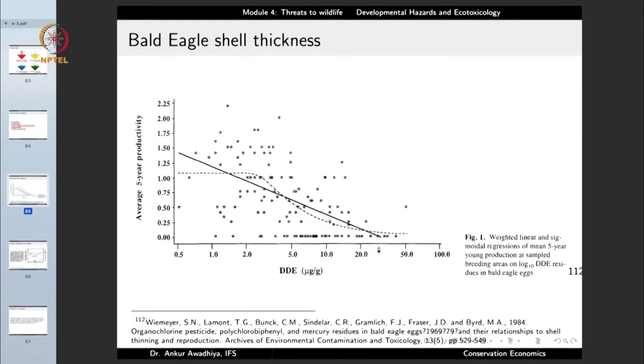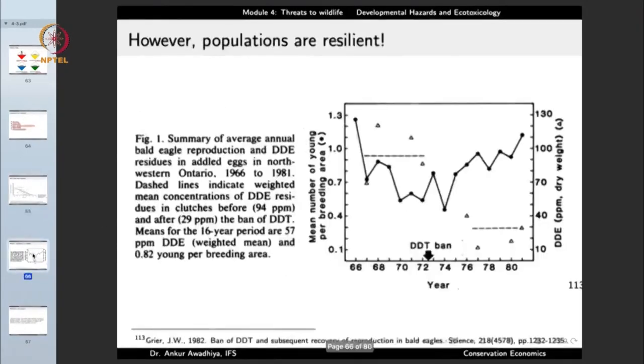And because these chemicals are very persistent, these impacts will be shown for a very long period of time. But then we still have hope because a number of these populations are also resilient. So if you look at this curve, on the x-axis we have the years, and DDT was banned in the year 1972 in the United States. And before this ban, this line is showing us the DDE concentration in terms of ppm of dry weight, and the average concentration was close to say around 100 ppm.